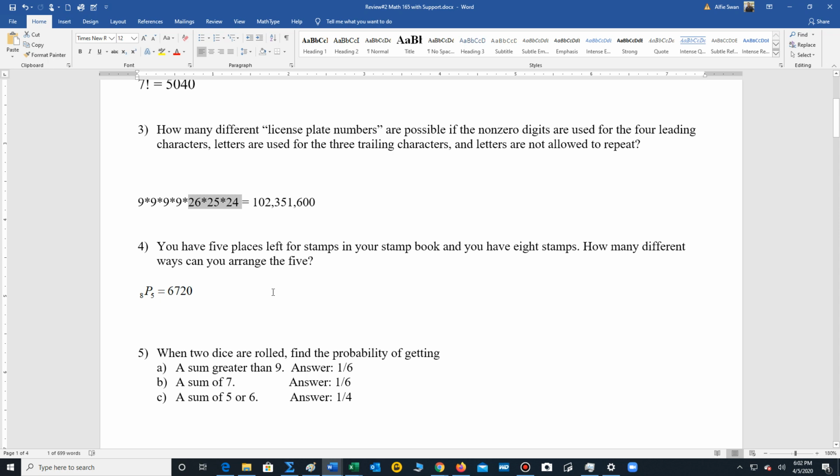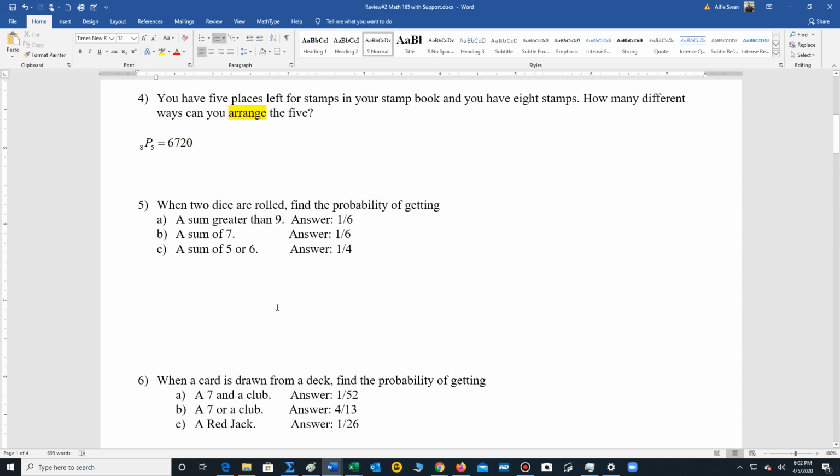You have 5 places left for stamps in your stamp book, and you have 8 stamps. How many different ways can you arrange? So arrange is permutations, the 5. So it's 8P5, which is 6,720. Right, because it's permutations.